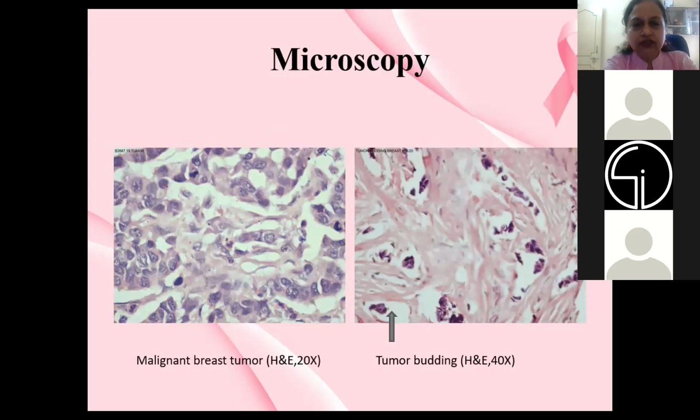This is the image wherein on the left side you can see the malignant breast tumor. It is in an H&E slide, and you can see the small cluster of tumor budding which I have pointed out by the arrow from the same tumor. So this shows that this tumor has, you can see there are a good number of buds in that field, and thus it shows that this breast cancer has a high grade of tumor budding.